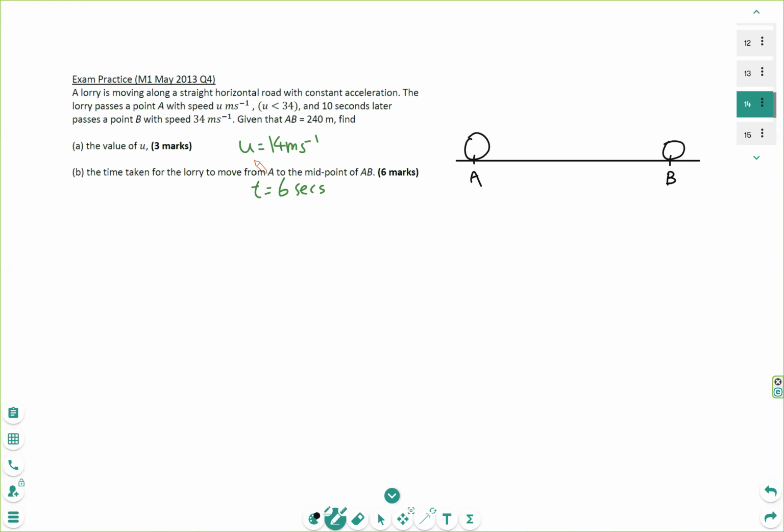Here are the final answers. U is 14, T is 6. Got it right? Well done. End of lesson for you. Good job. Okay, if you don't, let's have a look.